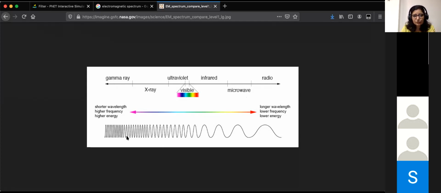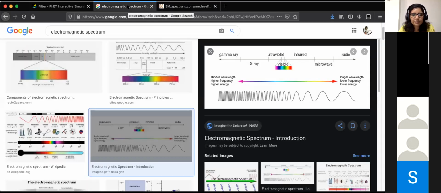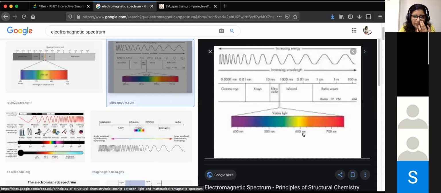As the wavelength slowly increases, you have X-rays, and then you have ultraviolet rays. Visible is a tiny range. It's called visible because it is visible to human eyes. And then you have infrared radiation, and then microwaves, and then radio waves. There are definite values associated with it. Oh yeah, you're given the values also over here.